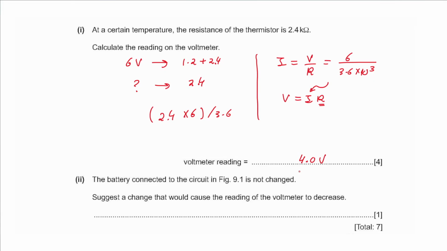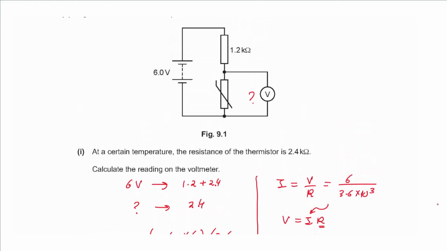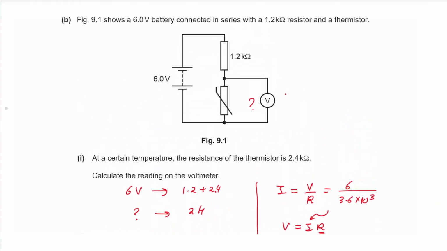Part ii says the battery connected to the circuit in figure 9.1 is not changed. Suggest a change that would cause the reading on the voltmeter to decrease. So this circuit is a potential divider. We need the voltage here to decrease.